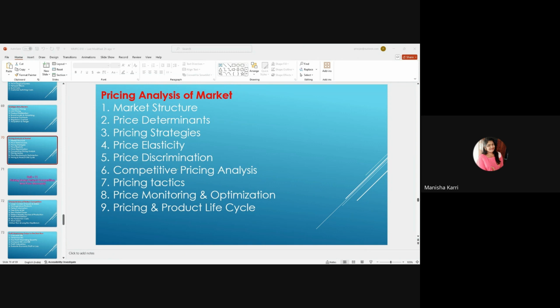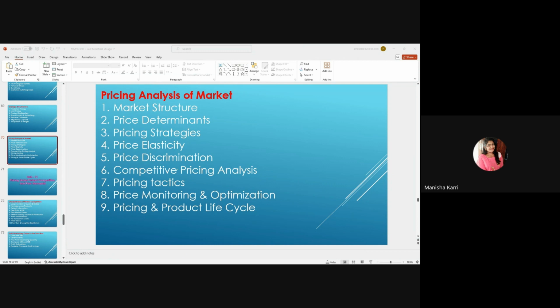Some psychological pricing, bundle pricing, promotional pricing, loss leader pricing. These will come under pricing tactics. Eighth one is price monitoring and optimization. It means regularly tracking prices of competitors and market conditions, adjusting prices based on market trends, customer feedback and sales data. These are the price monitoring and optimization. Last one is pricing and product life cycle.